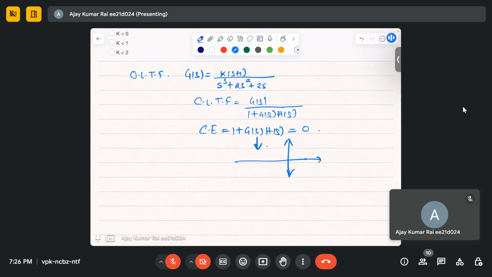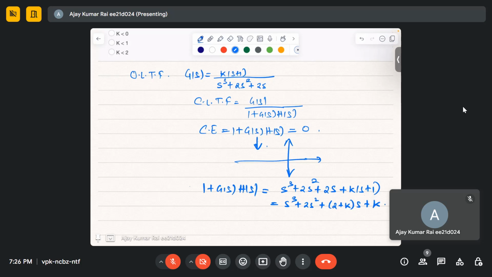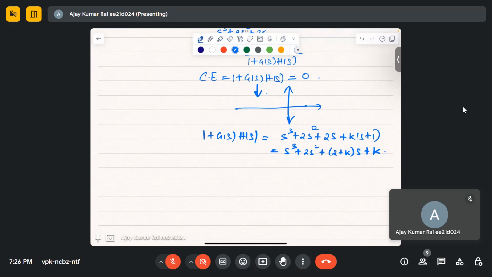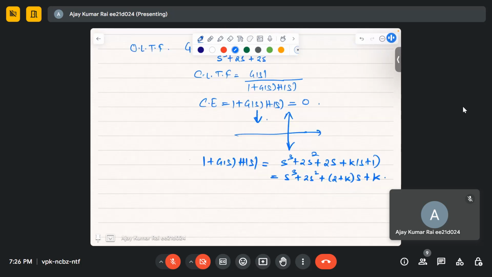Okay, let me first write 1 plus G(s)H(s), right? Yes, sir. So it shall be equal to s cube plus 2s square plus 2s plus k into (s + 1), right? Then s cube plus 2s square plus (2 plus k)s plus k. Then 2 into (2 plus k) should be greater than k, sir. Okay, you are saying the answer. Okay, we'll see.